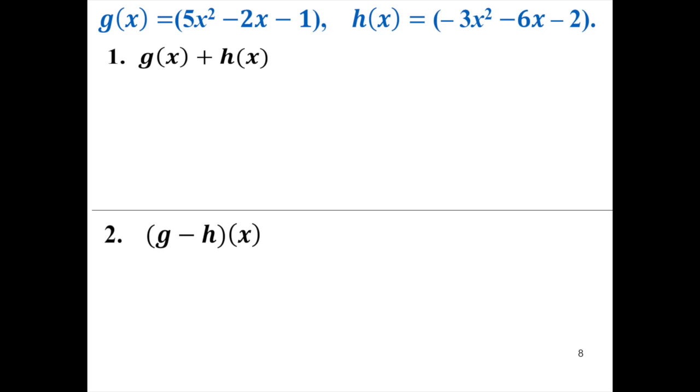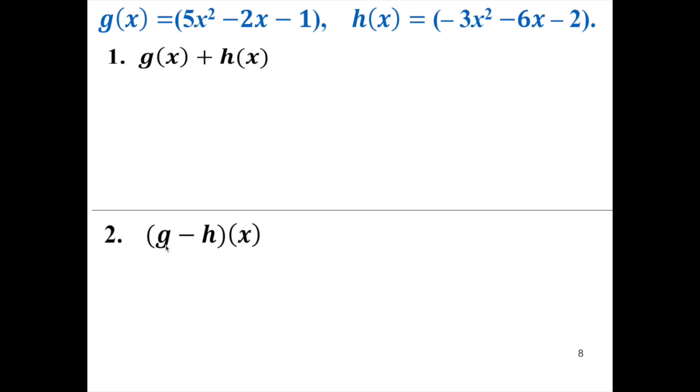Okay, now we're used to seeing these. We did these earlier in the year. But for these 2, I've got a g of x here, and I've got an h of x here. Here, g of x equals this, h of x equals this over here. We're going to add these 2 together. Okay, we've done those before.